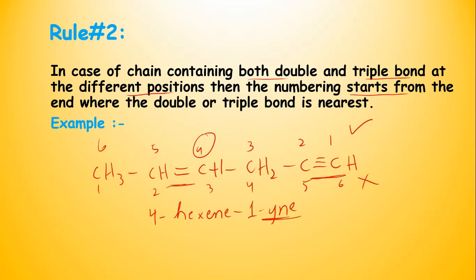So these are the two very important rules for compounds containing a carbon-carbon double bond and a carbon-carbon triple bond as well. So this was a very important video related to the nomenclature of alkynes and compounds containing a carbon-carbon double bond and also a triple bond at the same equal position and at different positions. I hope you understood this very important topic.